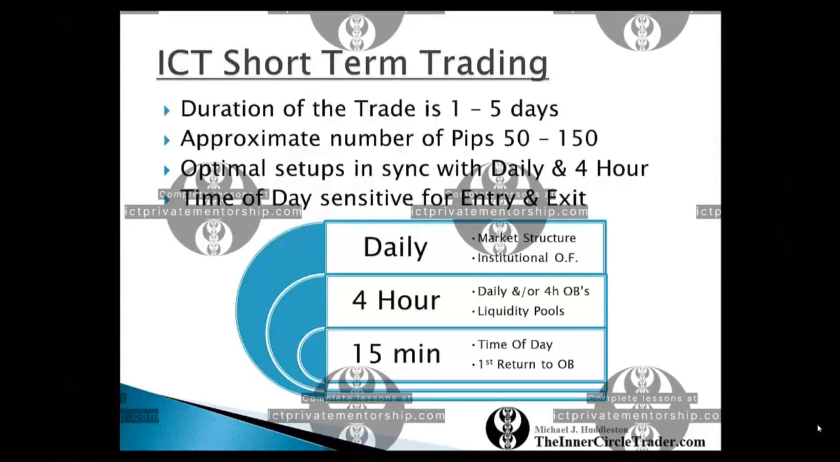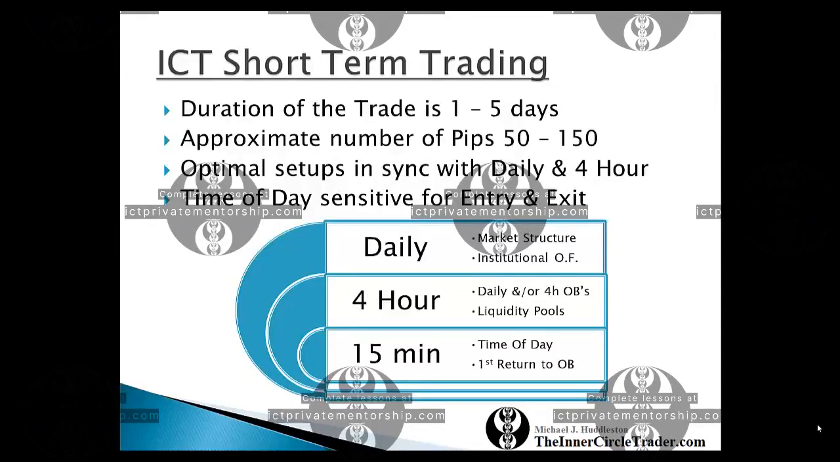The approximate number of pips in a short-term trade is 50 to 150 pips. Intraday trades can range anywhere between 25 pips, 15 pips, as much as 100 pips. On a real big barn burner day, you can get over 100 pips or so, depending upon the type of magnitude and volatility that's available for that particular pair in that day. Optimal setups for short-term trading are in sync with the daily and 4 hour. You're going to see that the highest probability for successful day trades are going to be very similar to those conditions as well. And the time of day is sensitive for entry and exit, as you may have already expected.